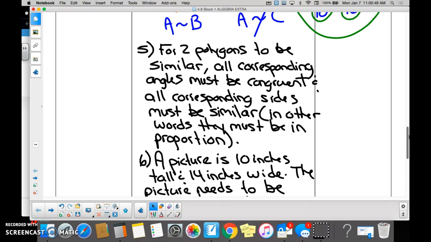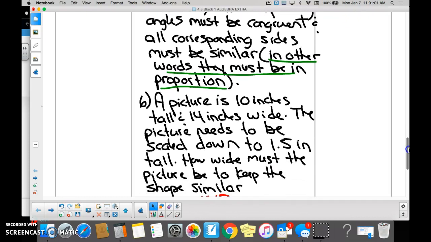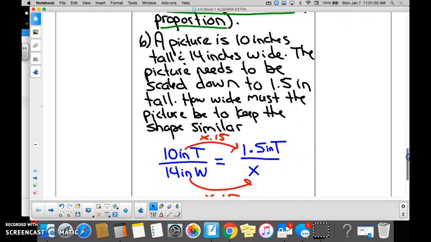Yes. And how do we know if they are similar? What do we do? In other words, they must be in proportion. They must be proportionate, right? Excellent. You guys read very well together. Number 6 is just another example of using proportion to prove or disprove similarity. In this case, we proved it.